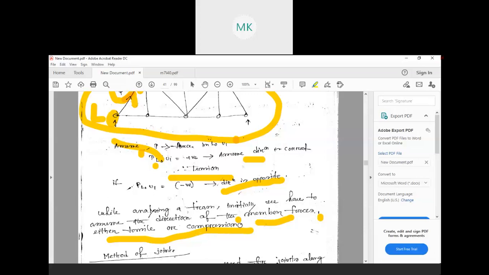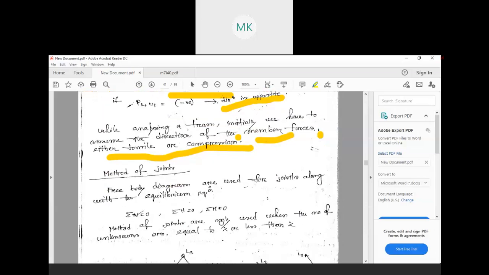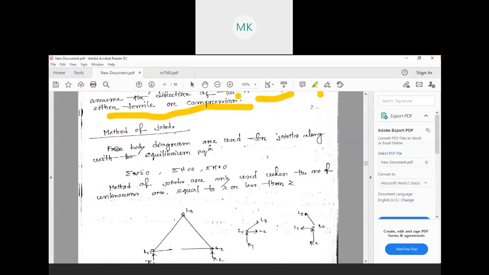So for that, we need to assume the load as tensile or compression. There are some methods. The first method is the method of joints. In this method, free body diagrams are used for joints along with the equilibrium equations. As all of you know, we have already discussed the three equilibrium equations: summation of V, summation of H, and summation of M must be 0.